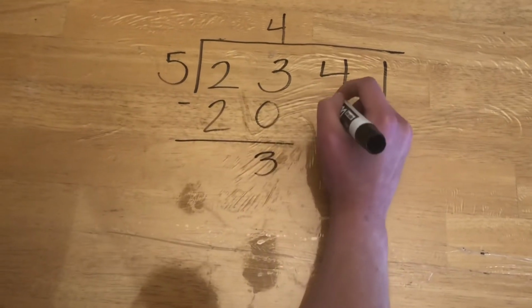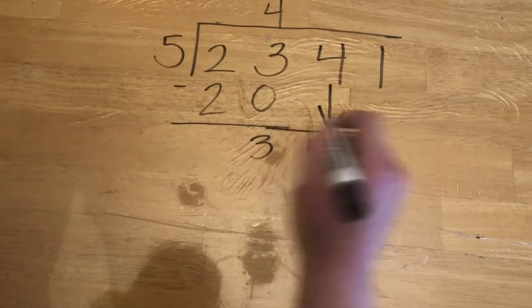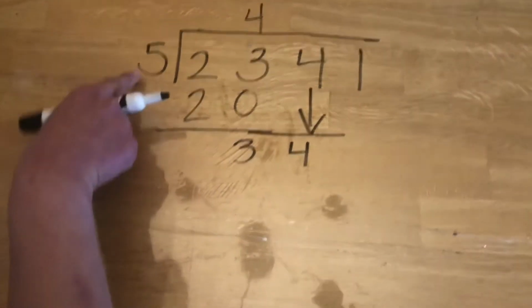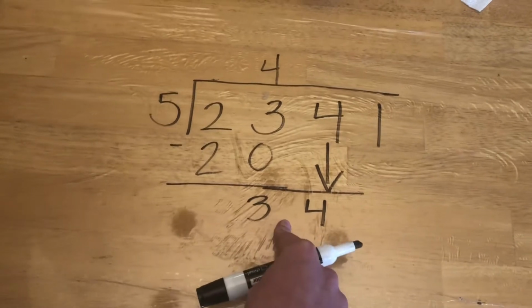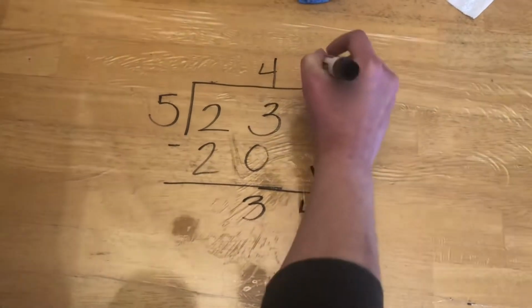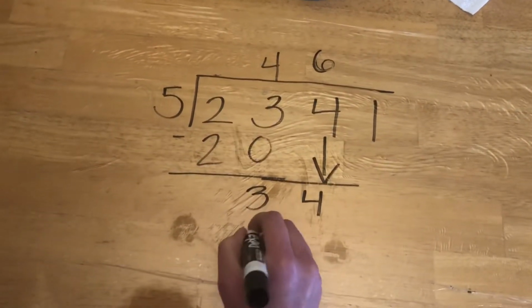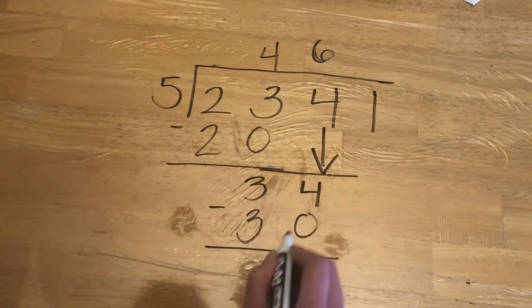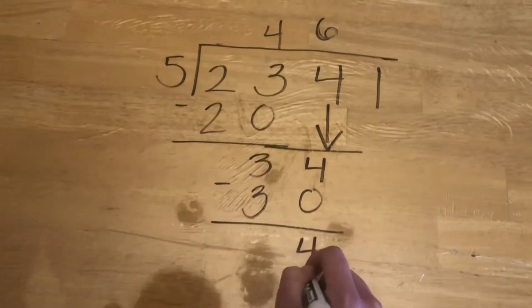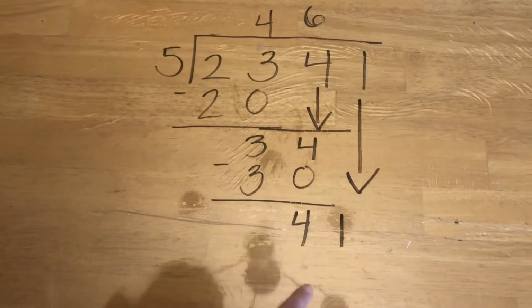All right, and then I bring down my next number. So now we have 34. How many 5s fit into 34? All right, well, 6, because 6 times 5 is 30. All right, and we'll do our subtraction again. 34 minus 30 is 4. And I'll bring down the 1. And I'm left with 41.